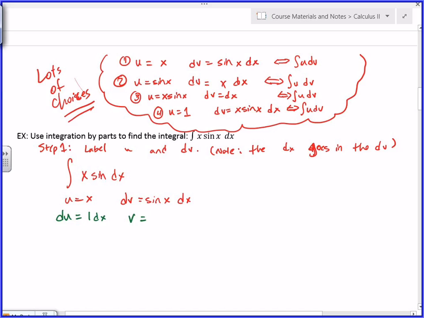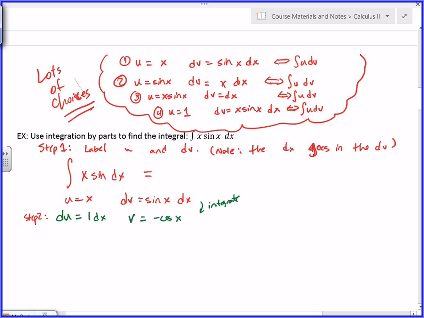Now to find v, that's where you go the other way. So to find du from u, we differentiate, take the derivative. To find v from dv, we've got to integrate. What's the integral of sine of x? Negative cosine. And we don't worry about the plus c yet, just for convention's sake, it'll show up at the end anyway in the final answer. Okay, so we decide on u, and step 2 is to find du and v.